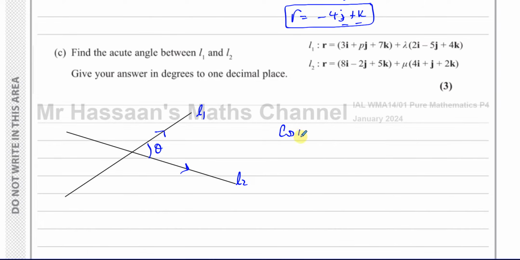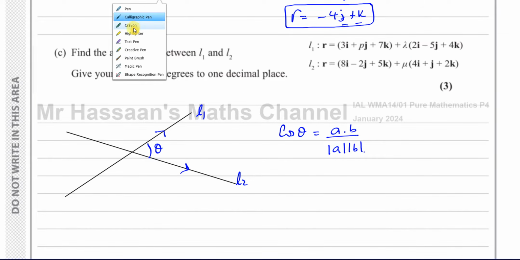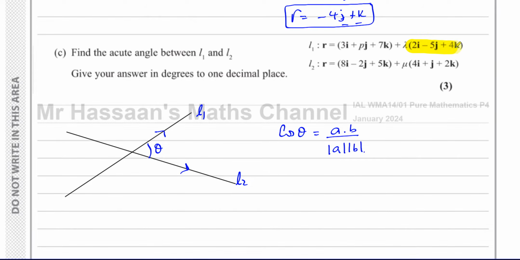The cosine of the angle between the two vectors is equal to their dot product over the product of their magnitudes. Now, when we're talking about a vector equation of the line, the part of the vector equation of the line which determines the direction of the vector is the part which is multiplied by the scalar parameter. That tells you about the direction of the vector. That tells you about a point on the line of the vector. So this is what will help determine the angle between the vectors, not this part here.